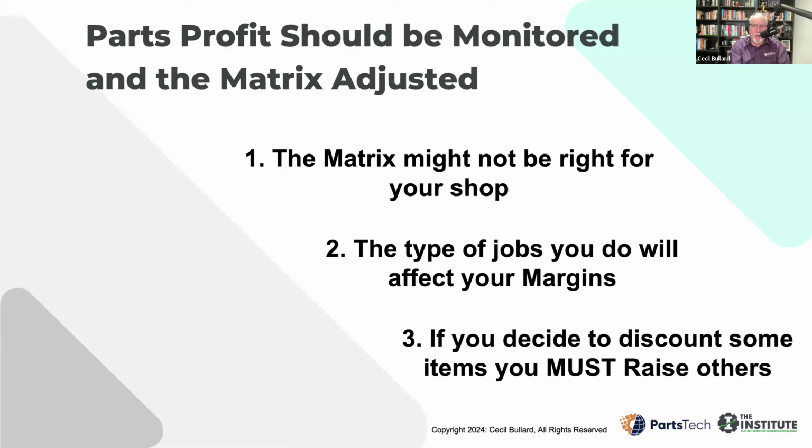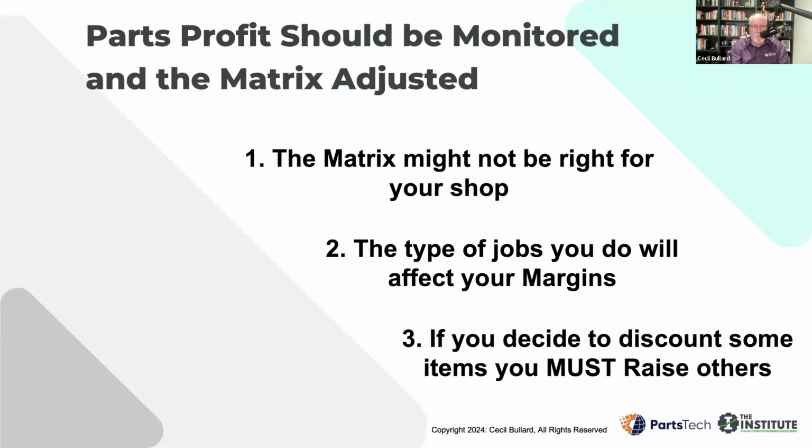Number three, if you decide to discount some items, you've got to raise others. We've already kind of covered that, so I'm not going to spend a ton of time here. But the more items you discount, the higher price the rest needs to be so that I make the margins that I want. It's kind of funny. We talked about three different ways of marking up parts. And number one of the ways is to double every part. So we have people that say, I'll just double the parts. That'll give me 50%. I'll make all the money I want.